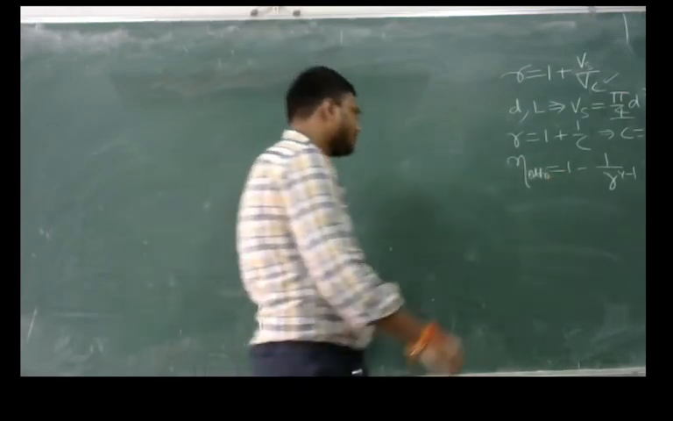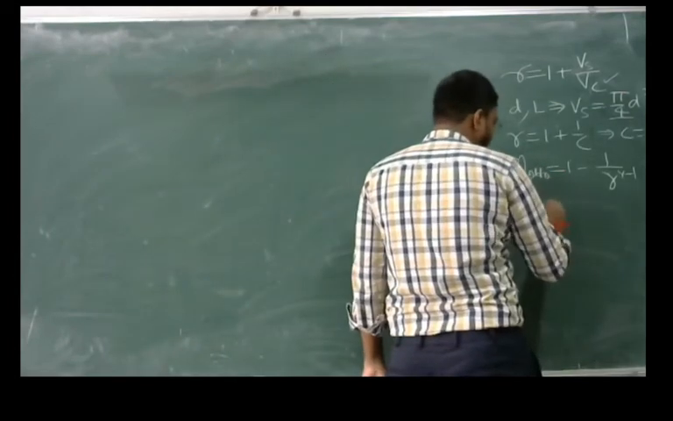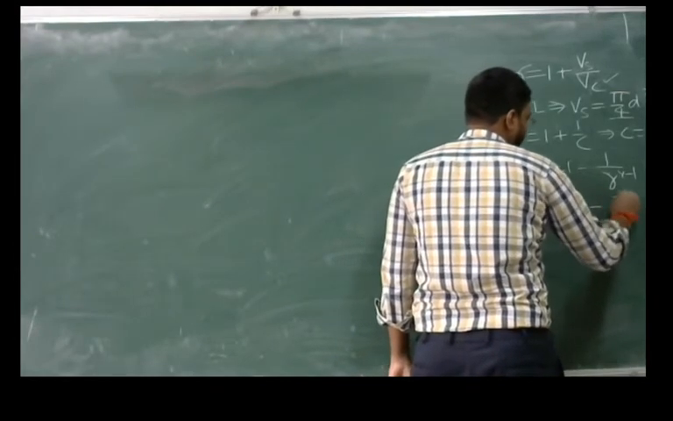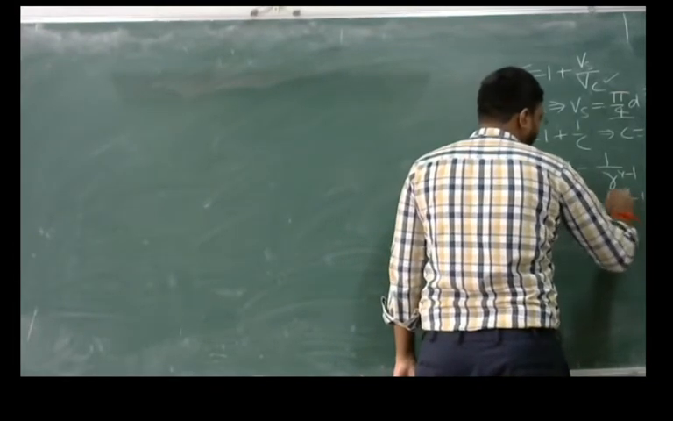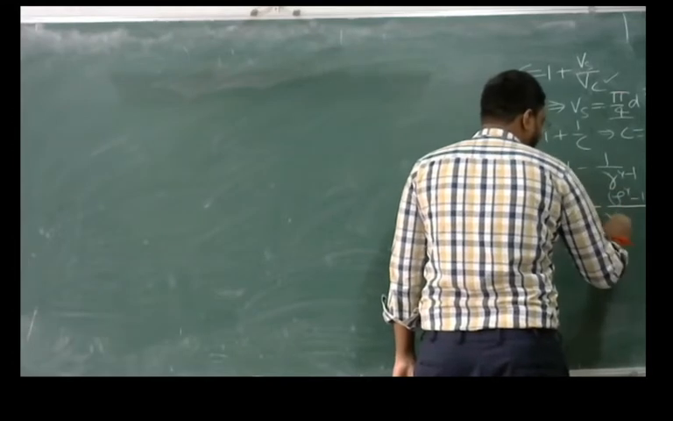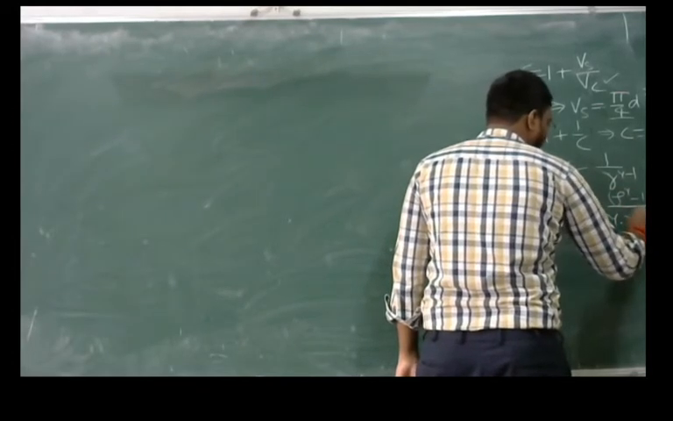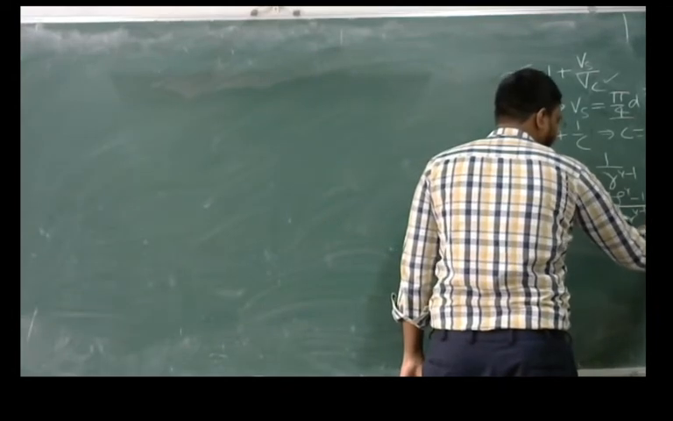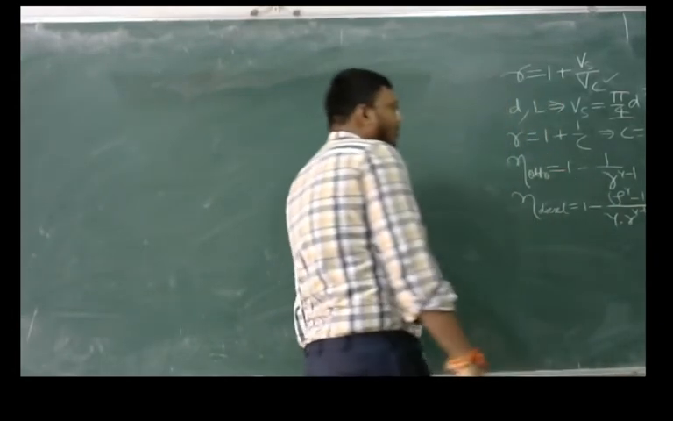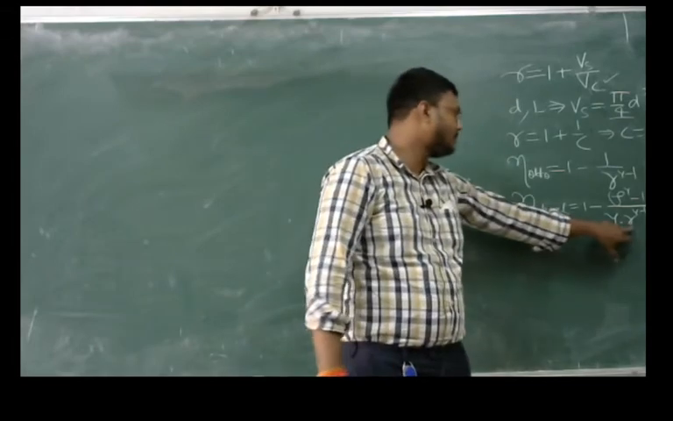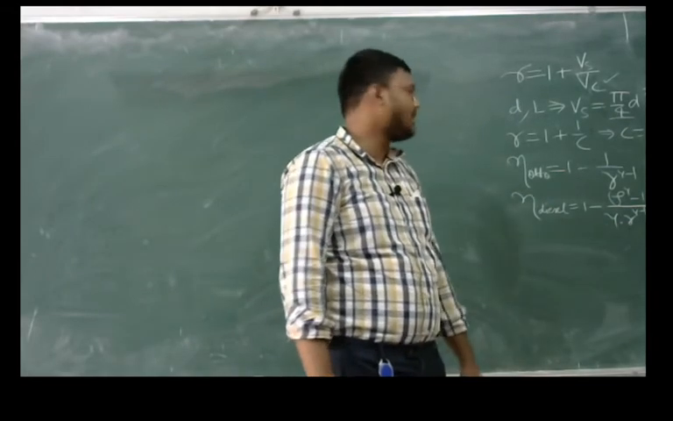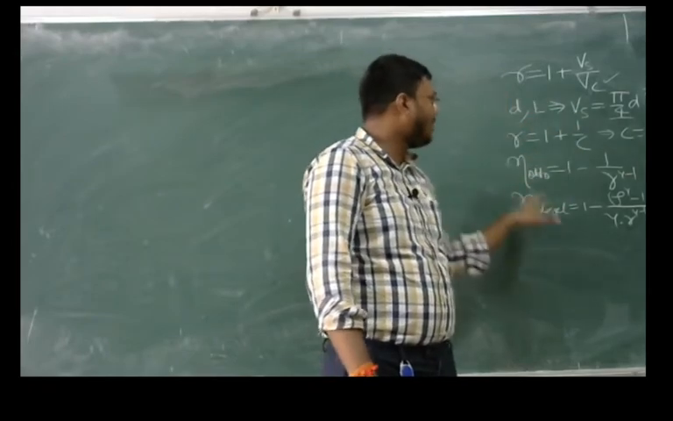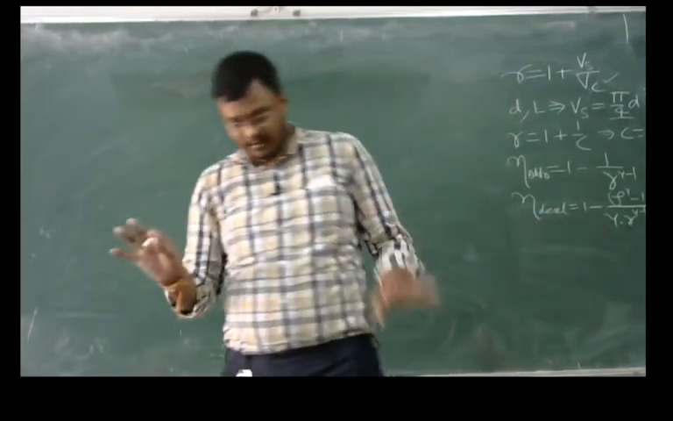Next formula is eta diesel. Efficiency of the diesel cycle is equal to 1 minus rho to power gamma minus 1 divided by gamma into R to power gamma minus 1, within bracket rho minus 1. These are the basic formulas which we need to keep in mind while we are solving the questions.